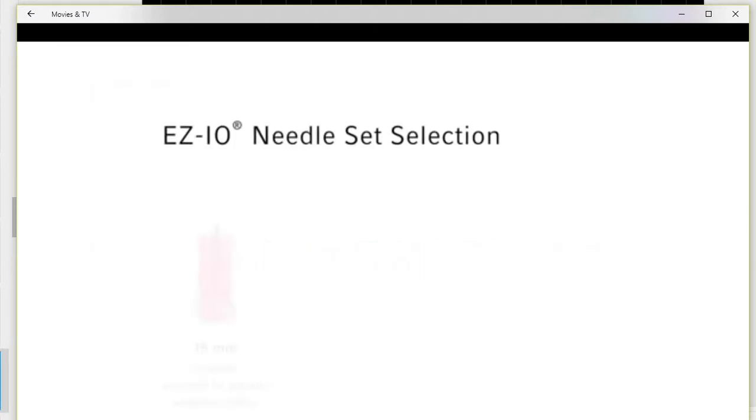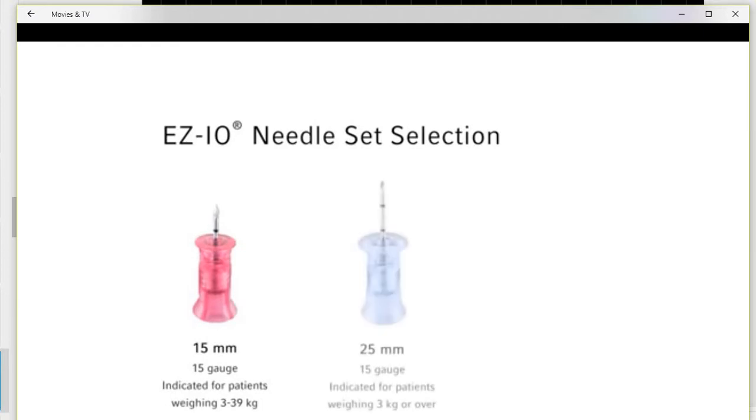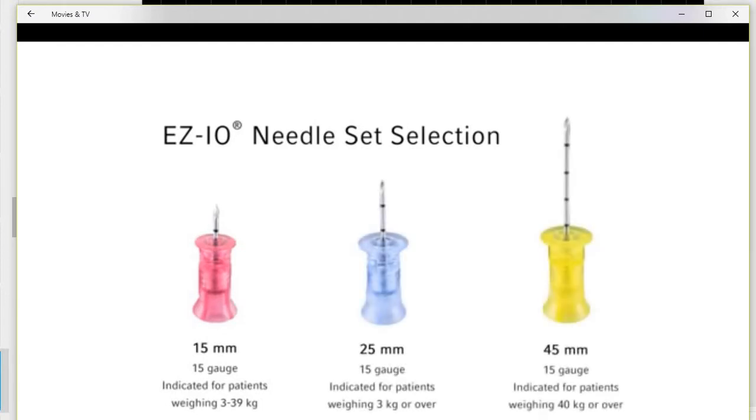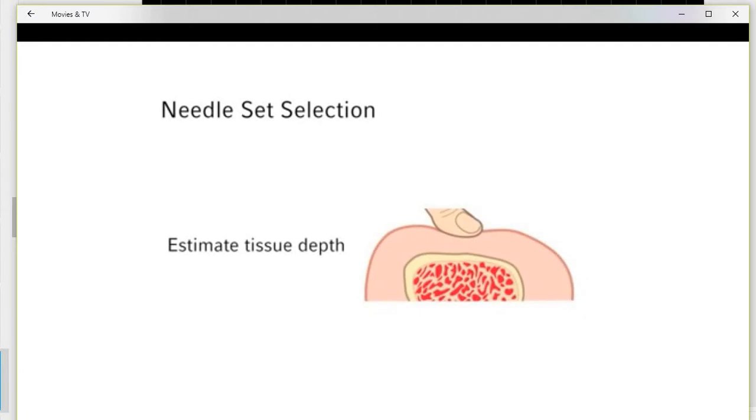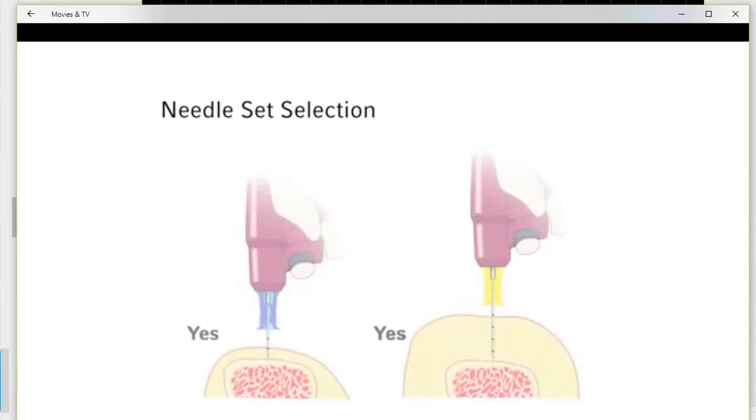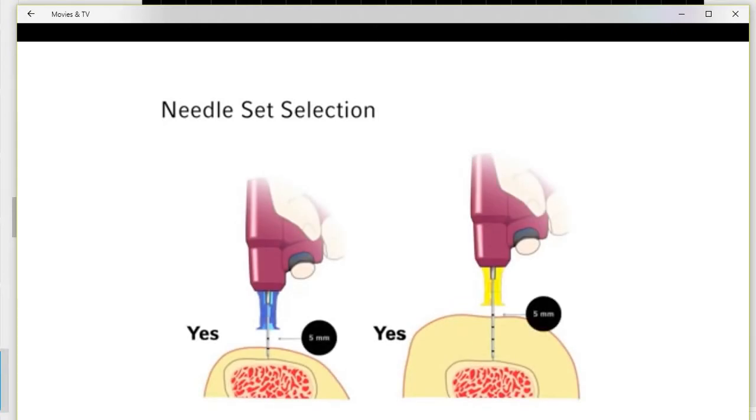Critical judgment should be used to determine appropriate needle set selection based on patient weight, anatomy, and tissue depth overlying the insertion site. To facilitate selection of the correct length needle set, tissue depth over the insertion site should be assessed prior to selection of the needle set. Press your thumb or finger over the insertion site to estimate the depth of soft tissue. With the needle set tip touching the bone, the 5 mm mark must be visible above the skin for confirmation of adequate needle set length prior to drilling.